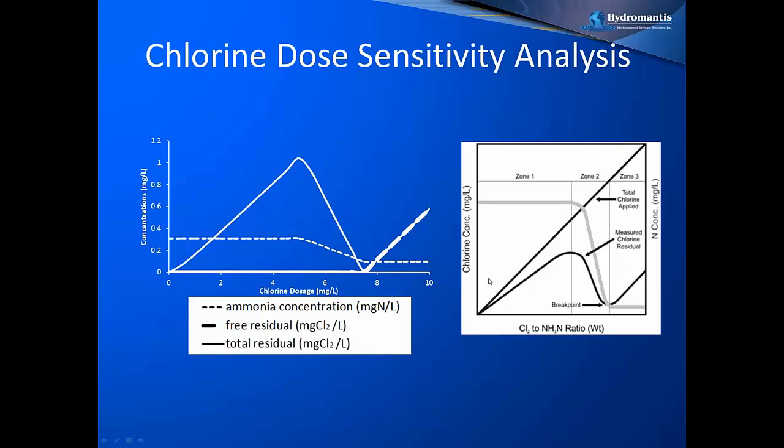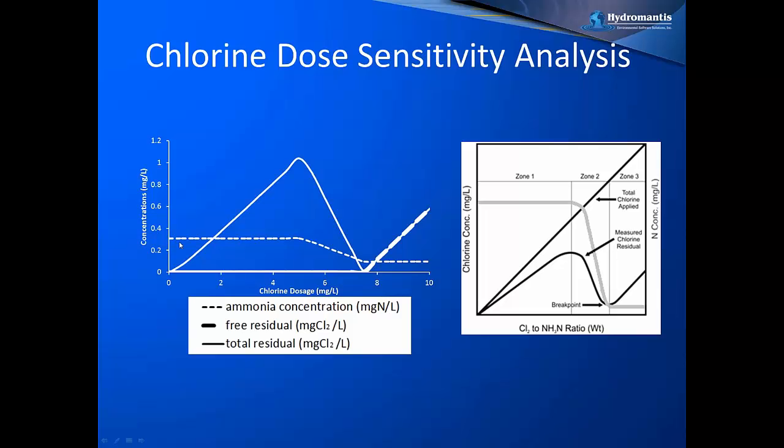So this is the typical output that we would expect. On the left hand side we are showing you a typical simulation output, or a sensitivity analysis output, in which we have changed the chlorine dose, keeping the ammonia concentration the same. In this case we can see that the chlorine residual, basically as chloramine, goes up, then it goes down, and after that the free chlorine starts to appear in the system.